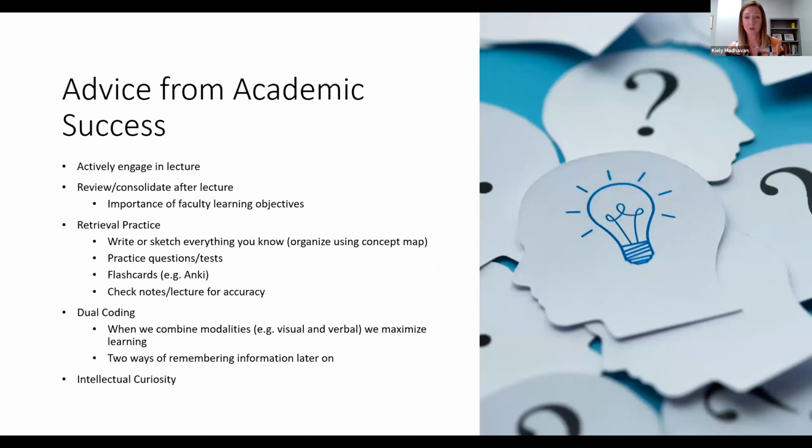So some of the advice that we share with them: to be actively engaged in lecture, take notes, ask questions, try not to just lose their focus in lecture. Afterwards, we tell them, let a little bit of time pass, then we want you to review and consolidate that lecture. So this is where the learning objectives really come in. As GV said, they need explicit instruction. They need to be told what's important and what they should be getting out of each lecture.